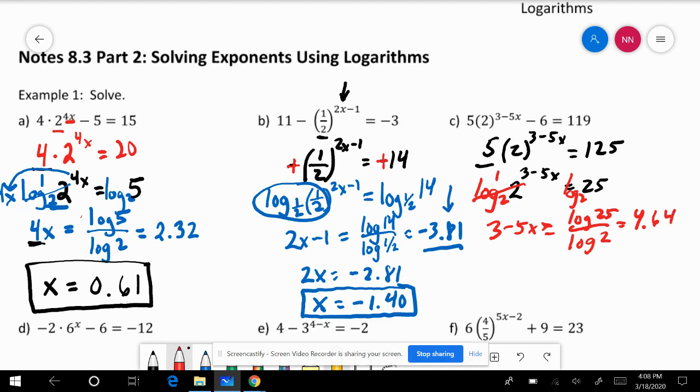Then I'm going to subtract the 3. Notice that this is a positive 3, so I subtract it, and I get negative 5x is equal to 1.64. Then I divide by negative 5. When I divide by negative 5, I get x is equal to negative 0.33. Right there is my final answer.